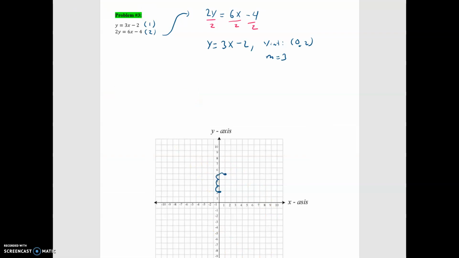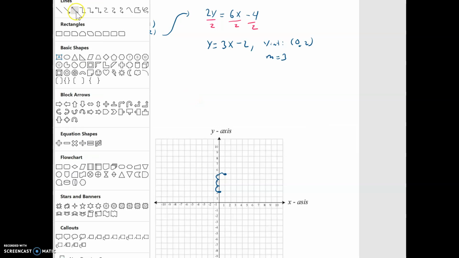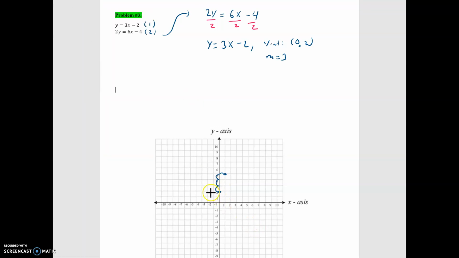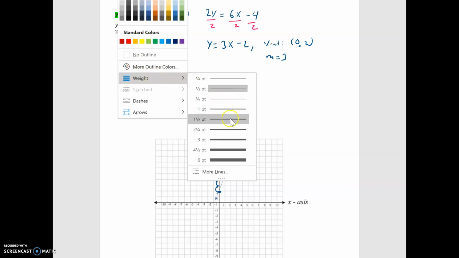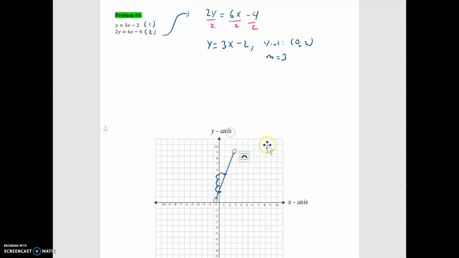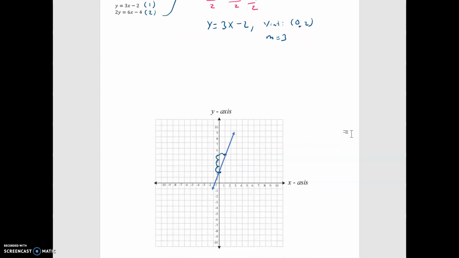Give me just a second. It's not letting me insert the line. Okay, there we go. So our set of equations are going to be going through the same coordinate points, or all coordinate points are going to be the same. So in this case, we're in a situation of an infinite amount of solutions.